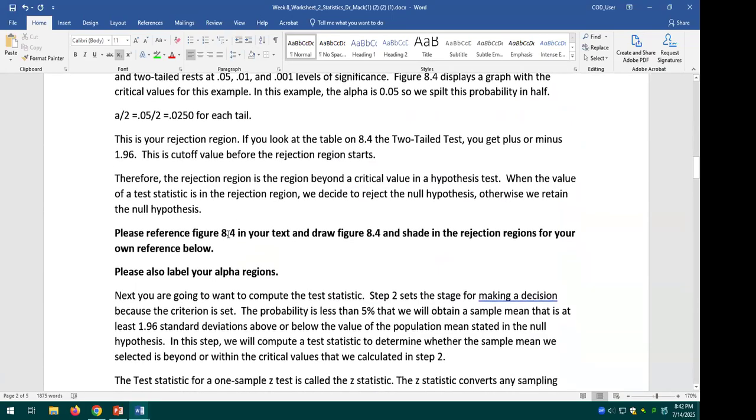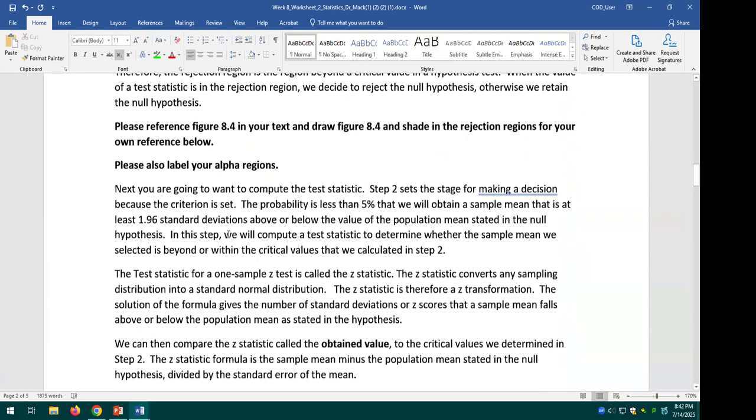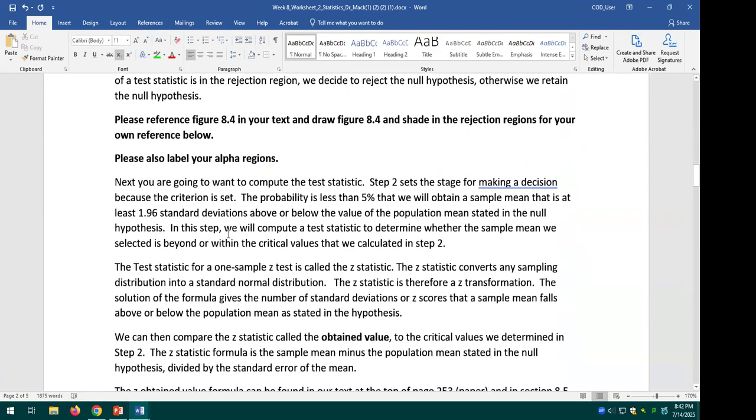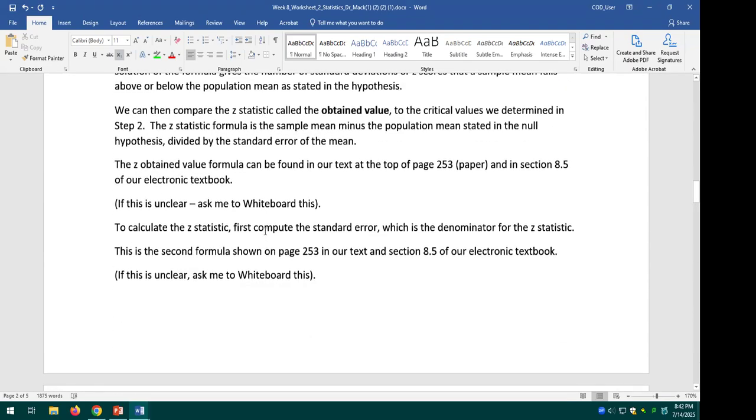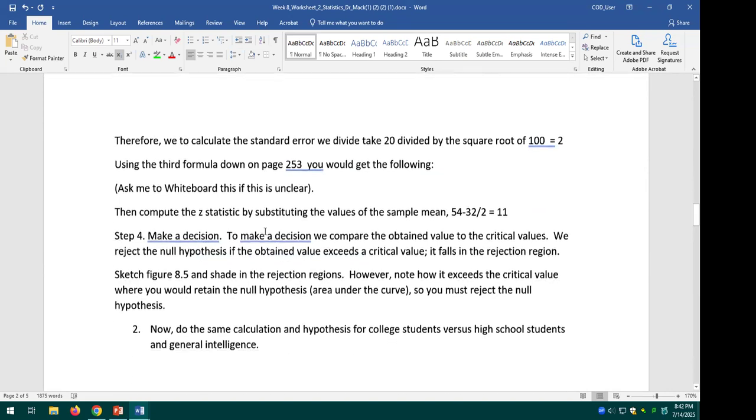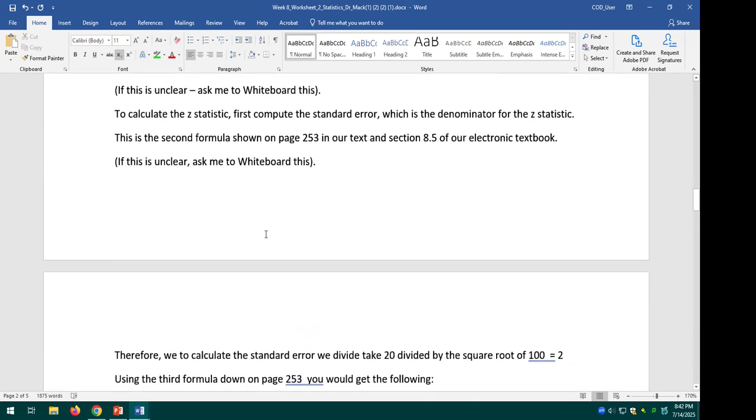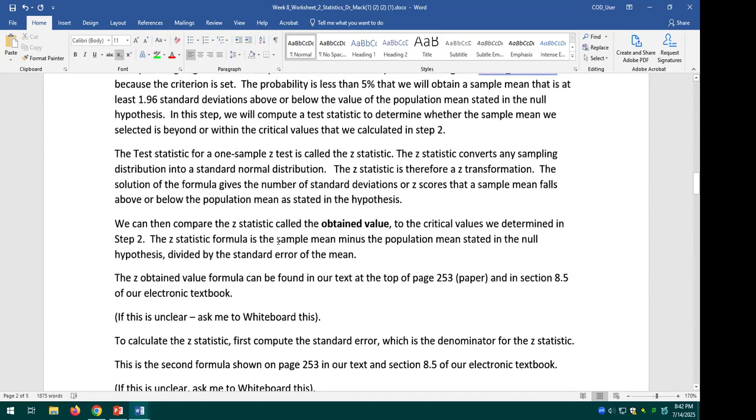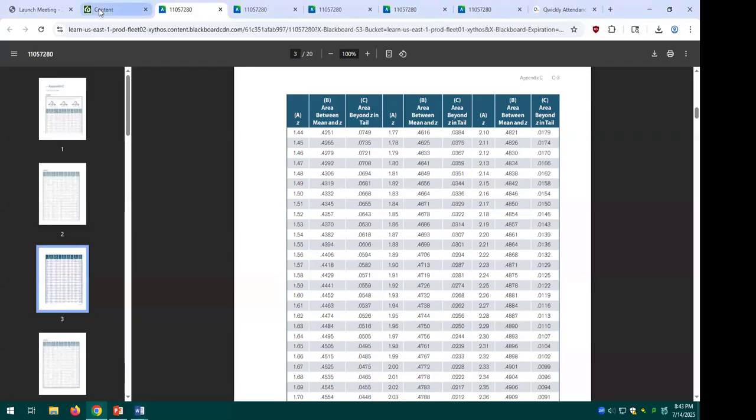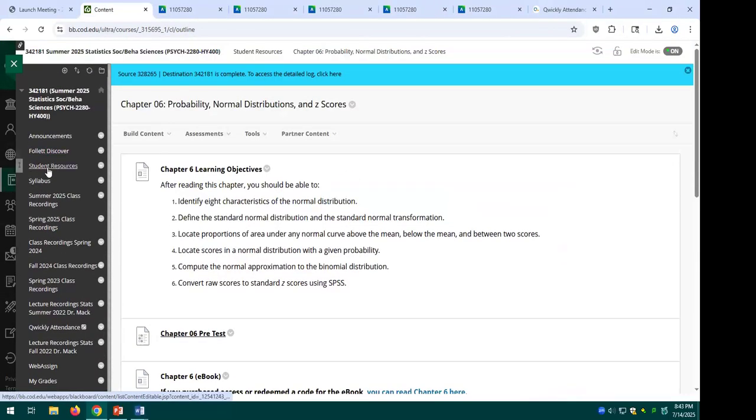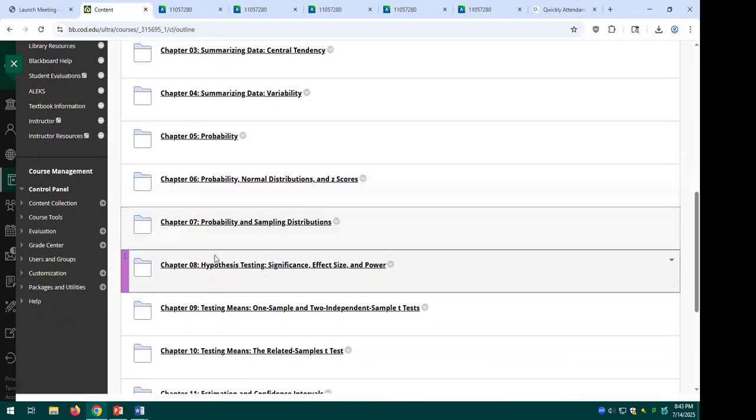So that's the cutoff value. Okay, so that makes sense. The test statistic for a one sample Z test is the Z statistic. So we're going to look at the Z obtained value versus the Z score. To calculate the Z statistic, you first compute the standard error, which is the denominator for the Z statistic. You guys are going to need a little bit of notes here for this to make sense. Student resources, chapter 8.